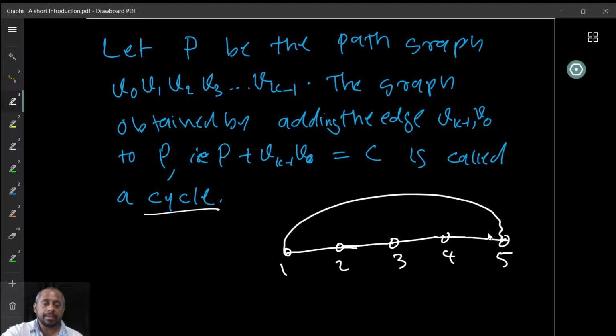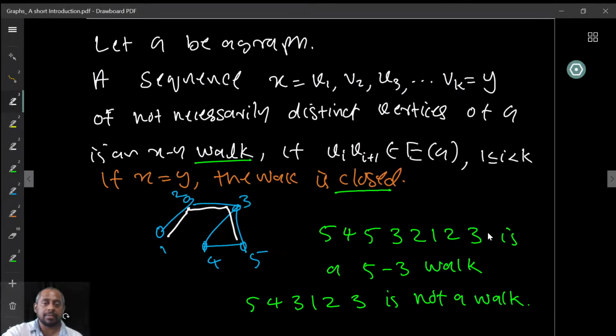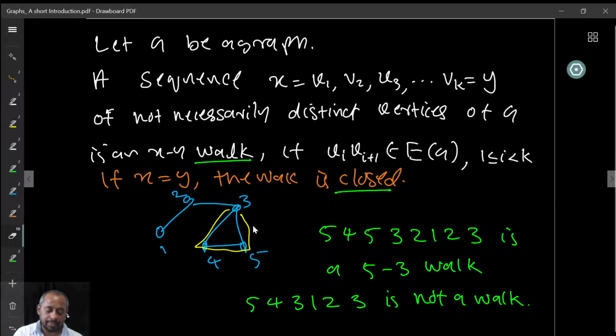Again, we can look at cycles as subgraphs. For example, here we see that 3, 4, 5 is a cycle. The graph induced by the vertices 3, 4, and 5 forms a subgraph which is isomorphic to a cycle. So therefore, this is a cycle in the graph G.